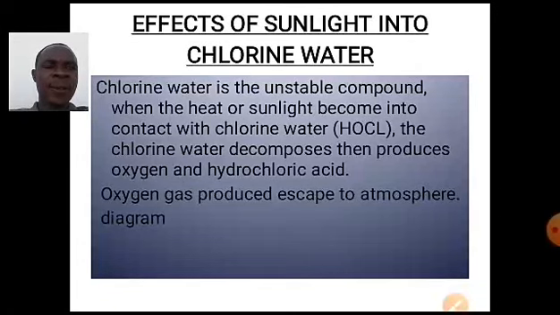Let's see the effect of sunlight on chlorine water. Chlorine water contains hypochlorous acid, HOCl. Chlorine water is water which consists of dissolved chlorine. Chlorine water is an unstable compound. When it is exposed to heat or sunlight, it decomposes to produce oxygen and hydrochloric acid. The oxygen gas produced escapes to the atmosphere.